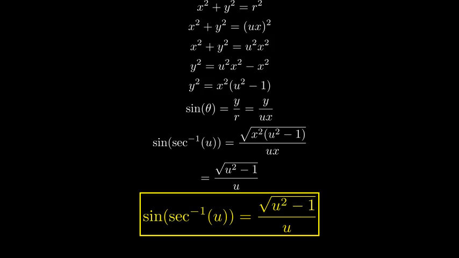We've successfully found the expression for sine of inverse secant of u using trigonometric identities and right triangle geometry.